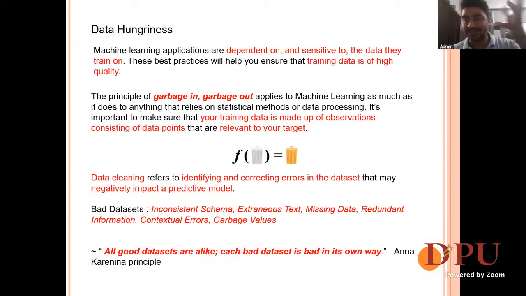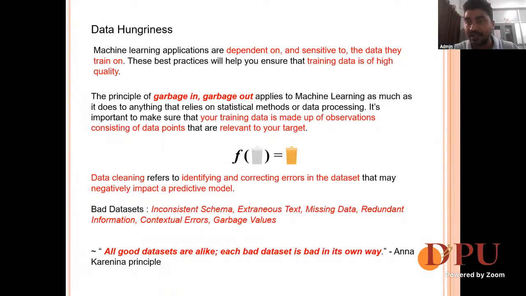For redundancy removal, there is an algorithm. For missing data, there are different algorithms. For erroneous text, there are different algorithms. For garbage value removal, there are different algorithms. But there is no single generic algorithm which can clean all the badness of bad data. And that is very interesting. If you have an algorithm, you put it before the machine learning model, you feed the data, it will clean the data. Data will be good data. You feed it into the machine learning model.